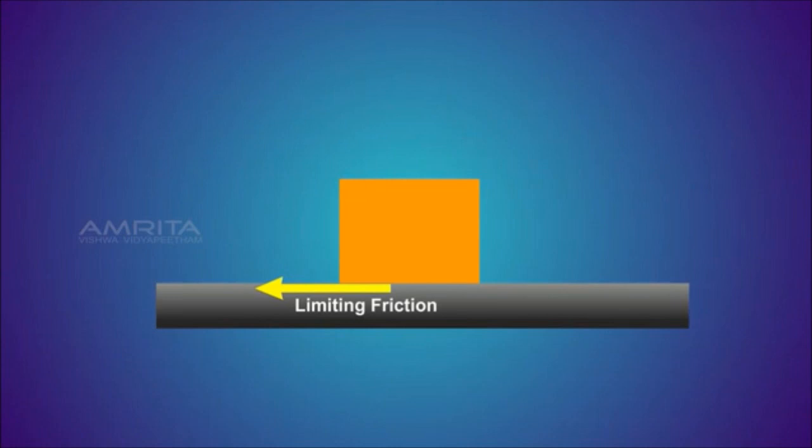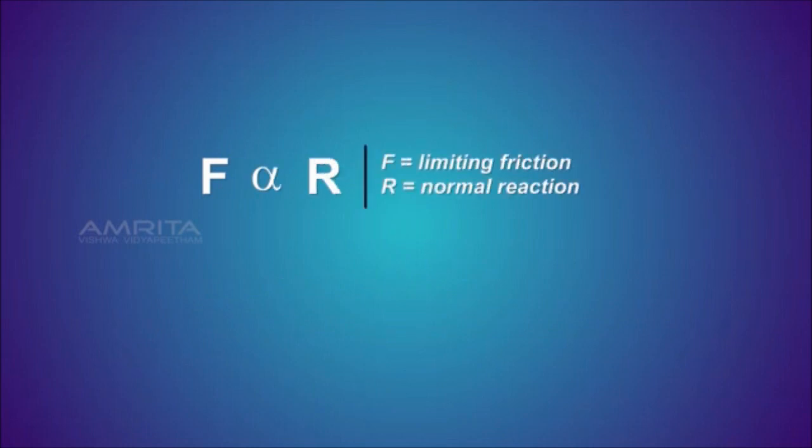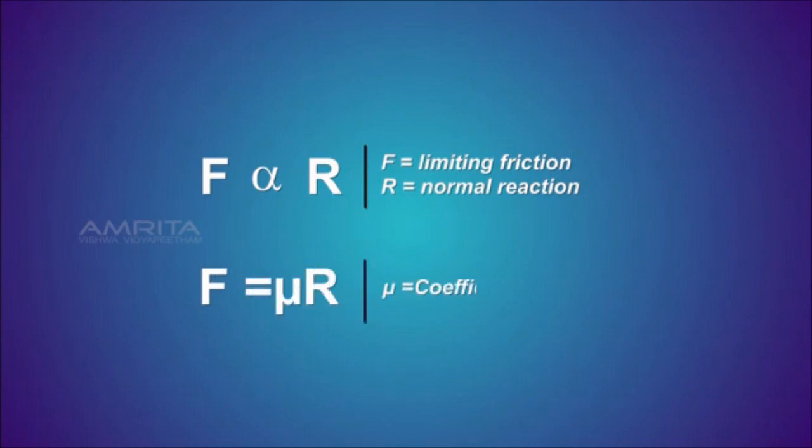Principle. The limiting friction is the least force required to move the body from rest. If F be the limiting friction and R be the normal reaction, then F is directly proportional to R. Therefore, F is equal to mu R, where mu is called the coefficient of friction, which is a measure of friction based on the types of material that are in contact.